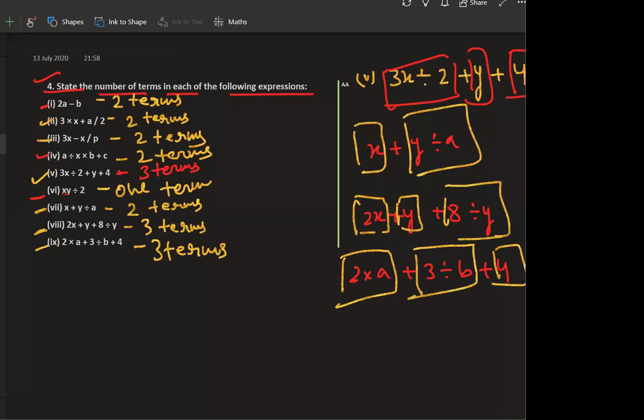Now one student was saying, sir, these are very easy questions. Beta, these are very easy questions, I agree. But if you do not understand the basic concept, it will become the toughest question. These will confuse you the most if you do not understand the basics. You will get confused whether it has 2 terms or 3 terms.